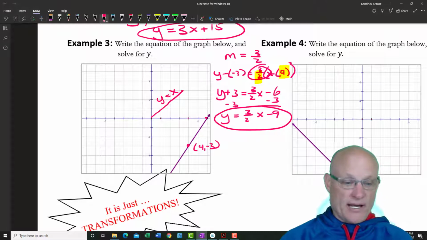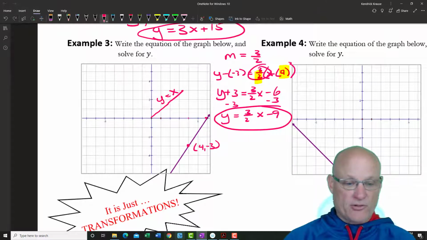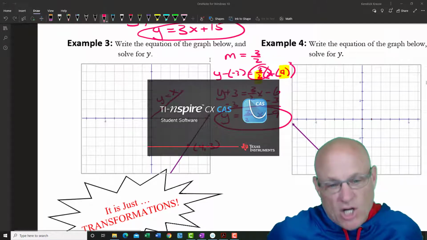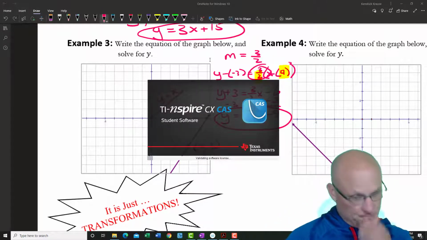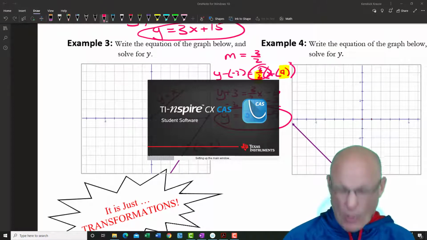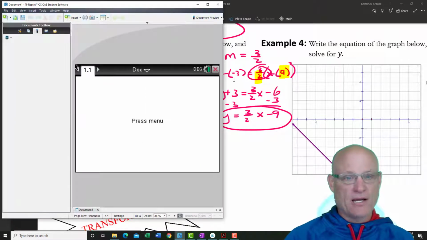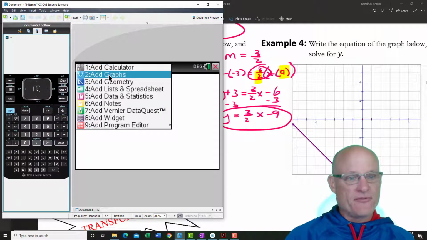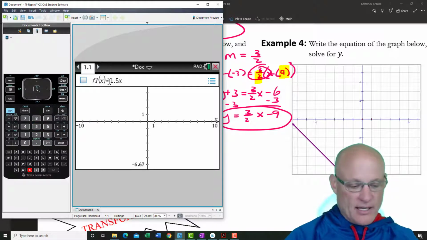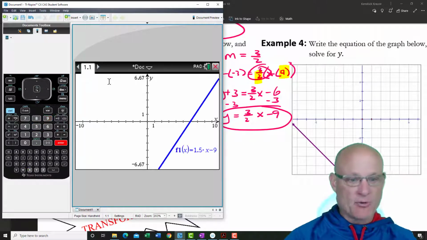And I'm going to bring up my calculator. Let me put that on my other screen for a second. But there's another way to go about doing this problem, and it's actually quite a bit simpler. Like, really simple. So I'm going to graph that. I'm just going to do 1.5 because that's what 3 halves is, x minus 9. And that's what my line looks like.